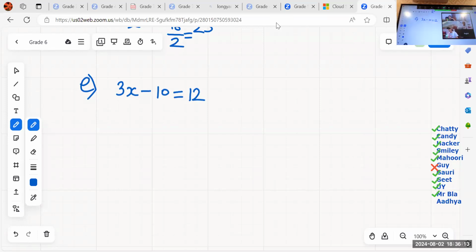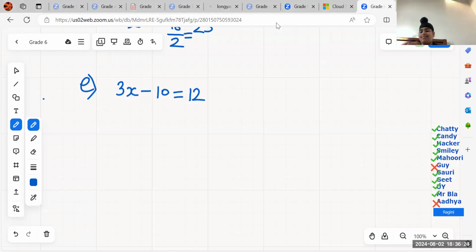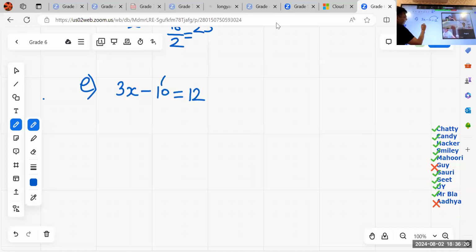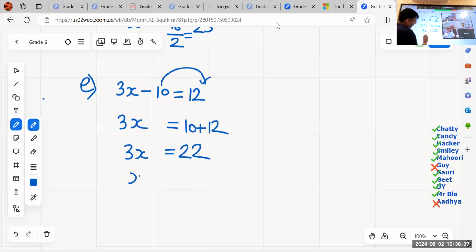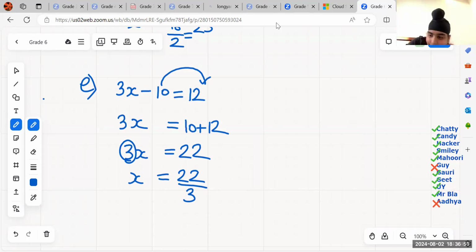Guys, you know, in grade 6, most kids struggle in linear equations. Not that hard. So minus 10 goes to the right side, becomes plus 10. So 3x becomes 10 plus 12. So 3x is equal to 22. X is equal to 22 divided by 3 because 3 was in multiplication. It will go to the right side of equal to and become divide. Have we understood, Guy and Adya? Yes, sir.